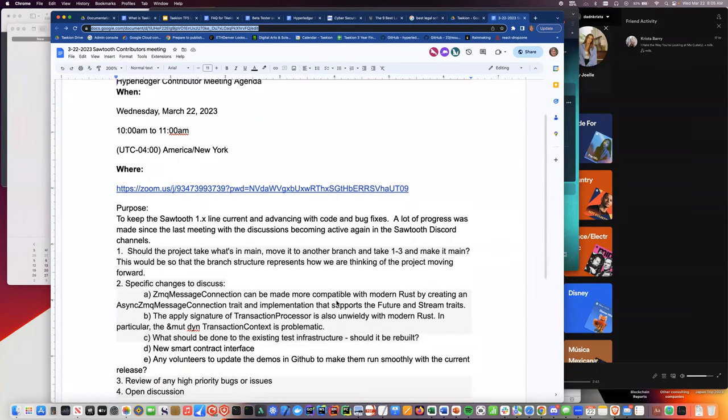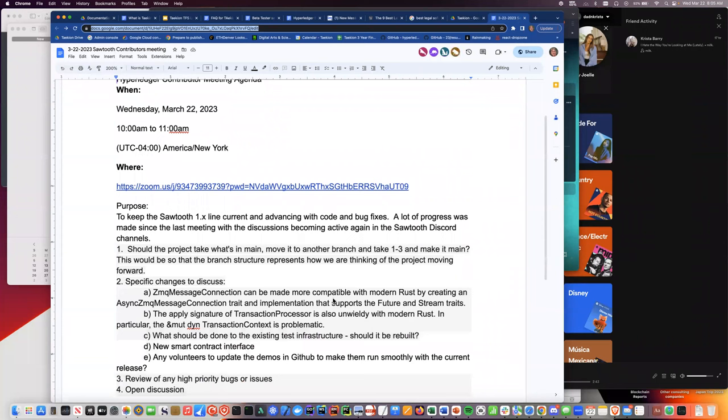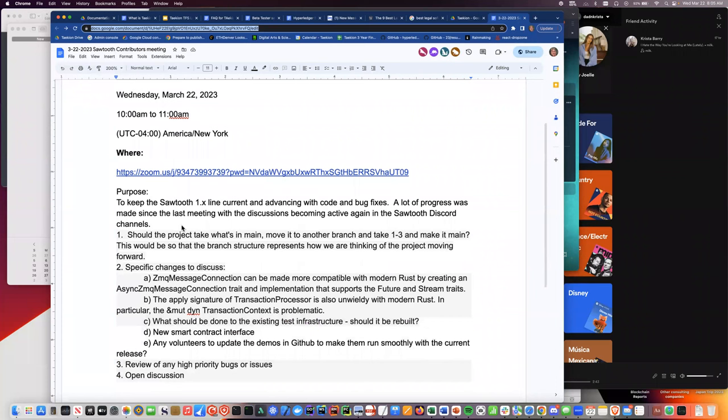So I just threw the agenda up here in terms of what's up on Google Drive. Basically, we're going to keep the 1.x line current. We've got a bunch of ideas on here that we need to walk through. We made a lot of progress. Let's keep that up. And I think the first question we had on there was, should the project take what's in main and take 1.3 or 1-3 and make it the main? So that would be the branch structure. And I believe that was Sean, you're the one who brought that up. So if you want to walk us through that.